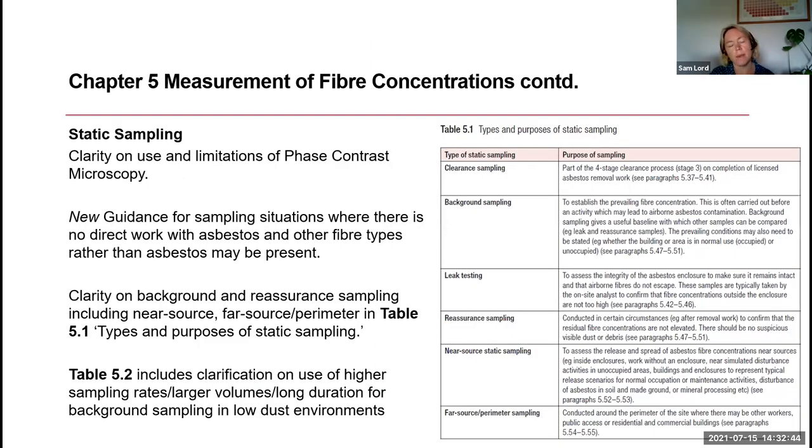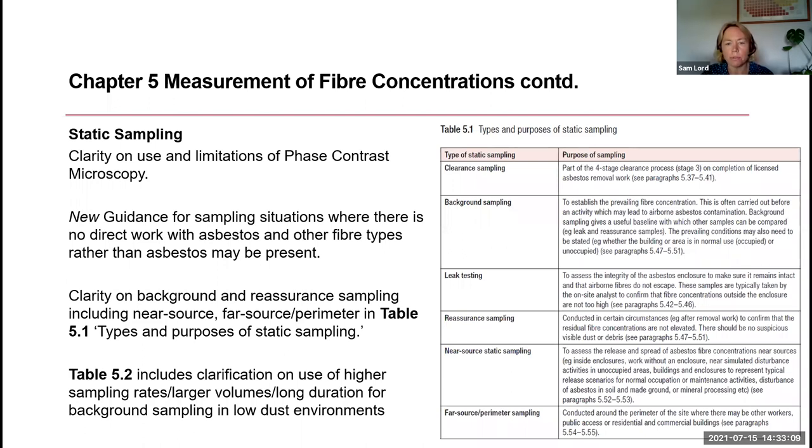Okay, so we've moved from personal sampling to static sampling. Really, this is just clarity on the use and limitations of phase contrast microscopy. That's a little bit more technical there. Guidance for sampling situations where there's no direct work with asbestos. So perhaps around a contaminated land site, possibly, you know, strategies, what you should do then.